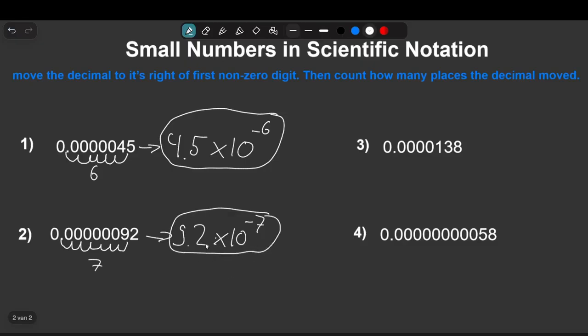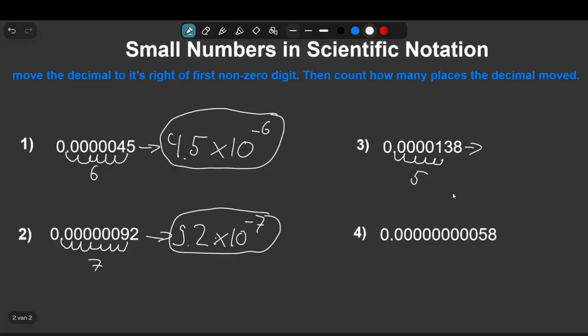Now let's go to our third example, where we have 0.0000138. With this one, we're going to do again the exact same thing. We're going to move the decimal to the right of the first non-zero digit, which is this one right here. So we're going to do 1, 2, 3, 4, and 5. So let's write 5 down right here.